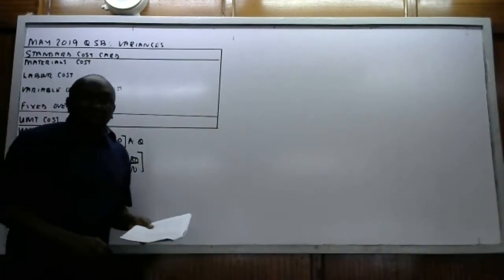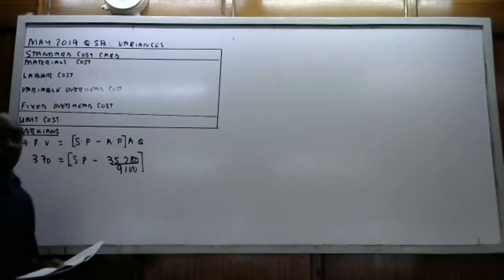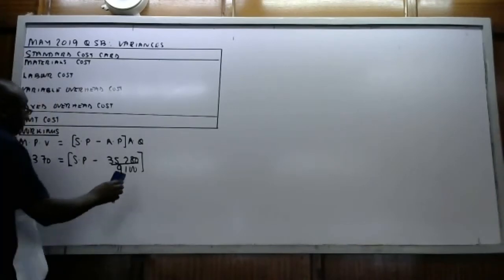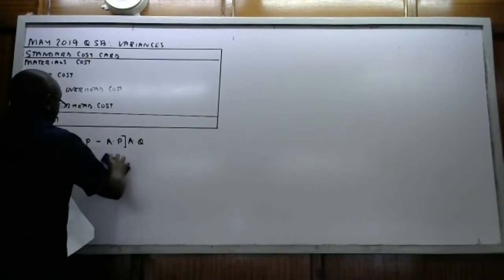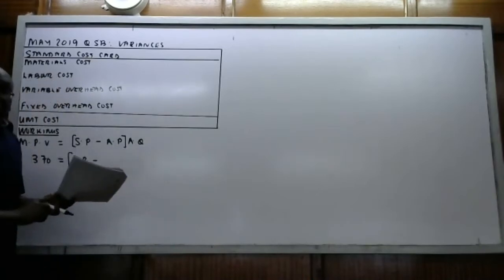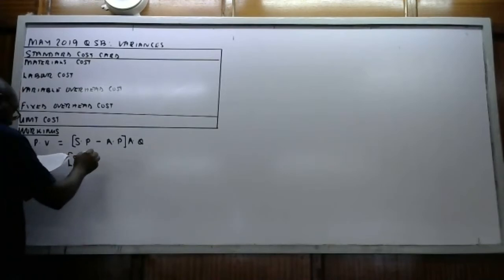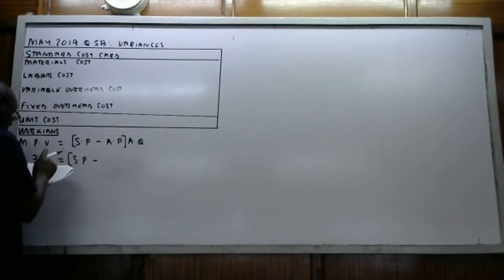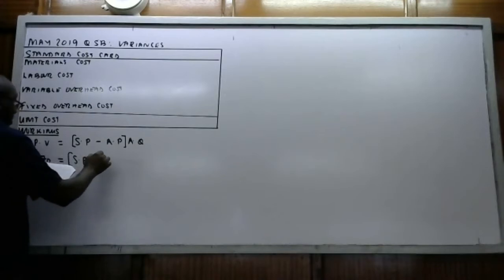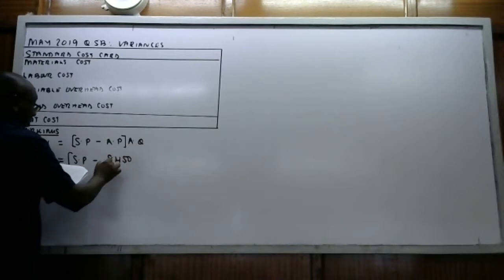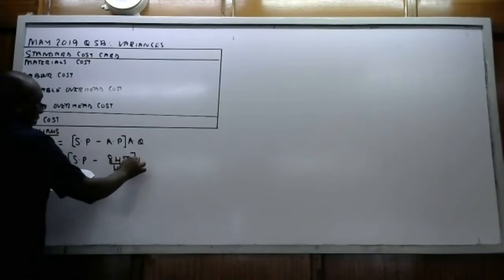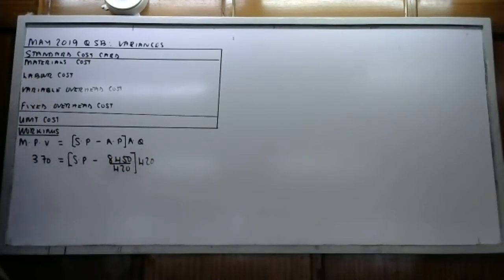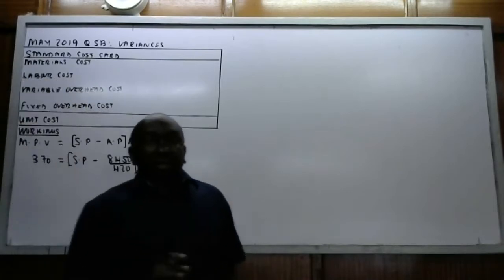Sorry, that is the one for labor. For materials, it is 8,450. You divide by 420, and you multiply by 420.